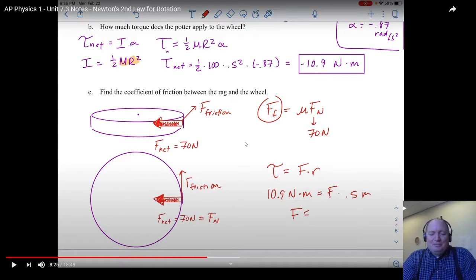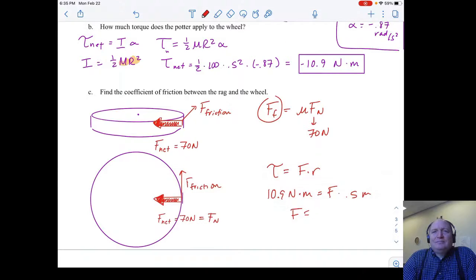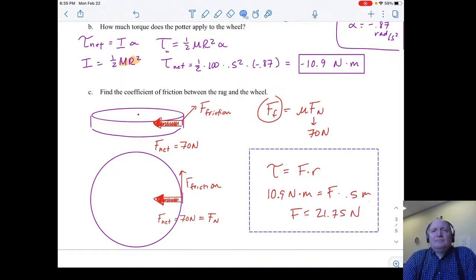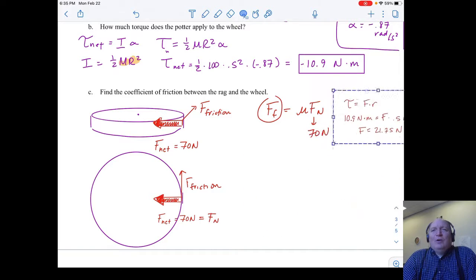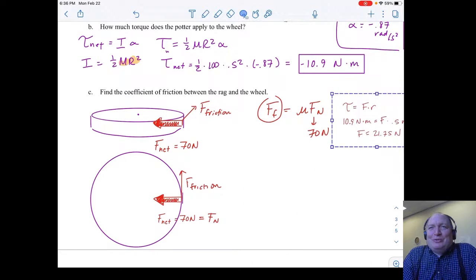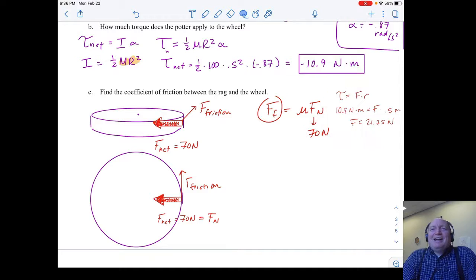Oh, that's super cool. Force of 21.75 newtons. That was so cool. She shrunk it, moved it. Man, that's awesome.